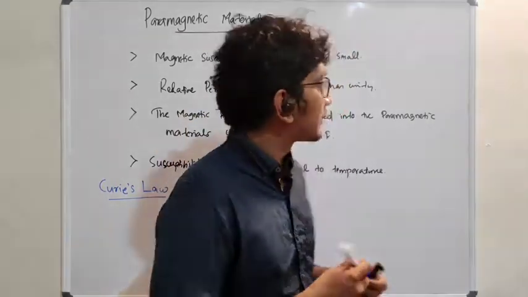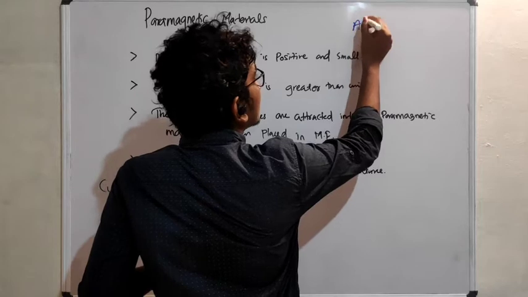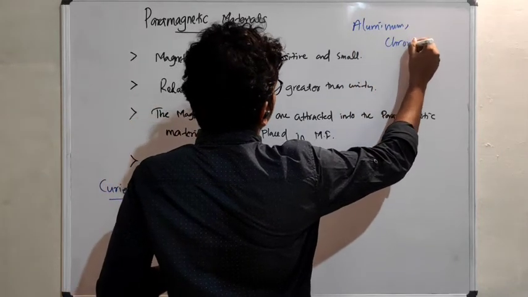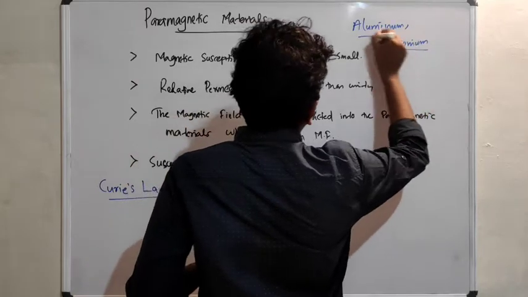And what are the examples? There are a couple of examples given. The first one is aluminium or chromium. These are the examples.